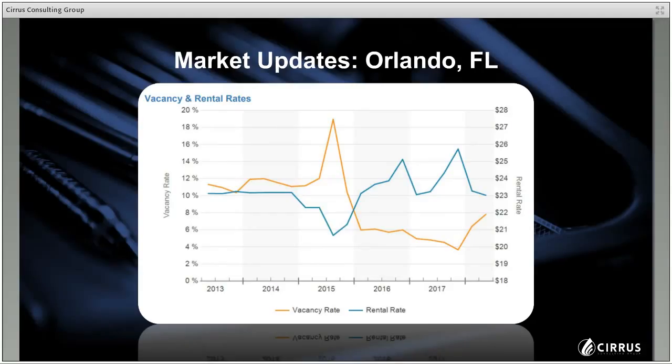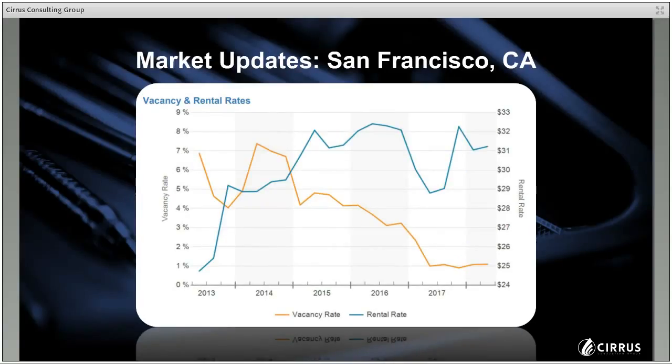But as you can see, in most pictures that we've painted so far, and similar to other markets, rental rates over the same time period from 2013 to quarter 2, or the second quarter of this year, have been slowly trending upwards and are hovering at about $23 or $23.50 per square foot on an annual basis.